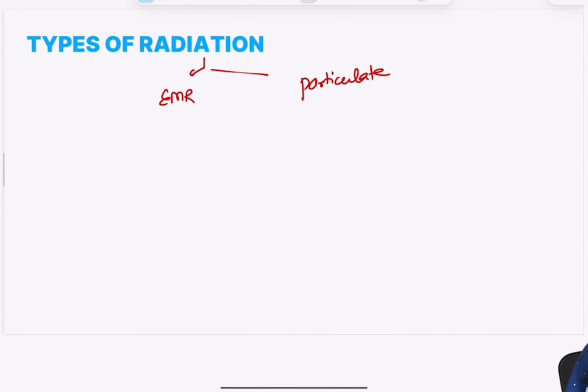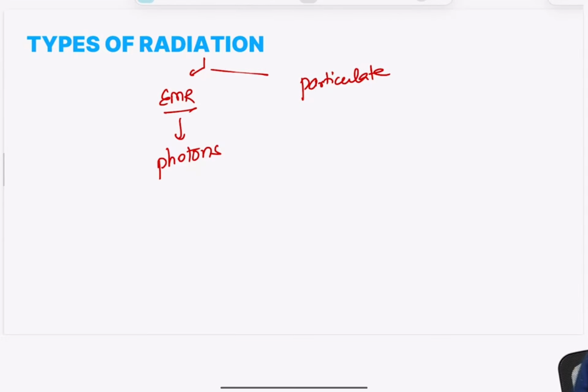Particulate means the particles, the subatomic particles, and electromagnetic radiation travels as photons. The best example of electromagnetic radiation in our day-to-day life is visible light, but we don't use it in imaging. Why? Because light does not have that much energy, that much penetration that it can penetrate the body and form an image. So for medical imaging, you need some radiation which has good enough energy, good enough penetration so that it goes through the body and forms an image.